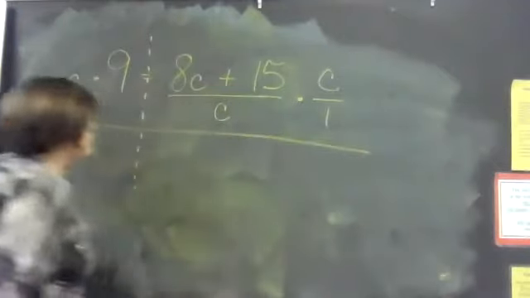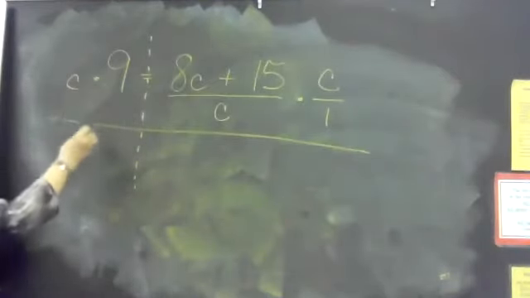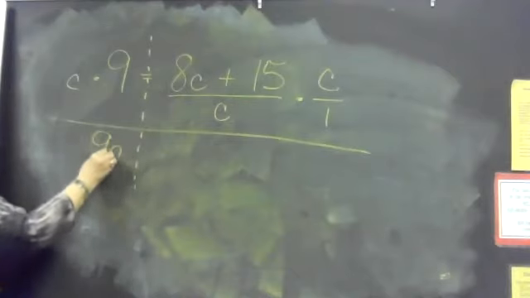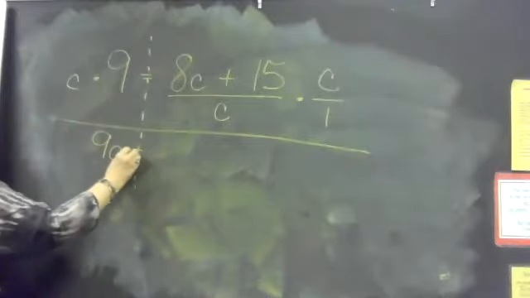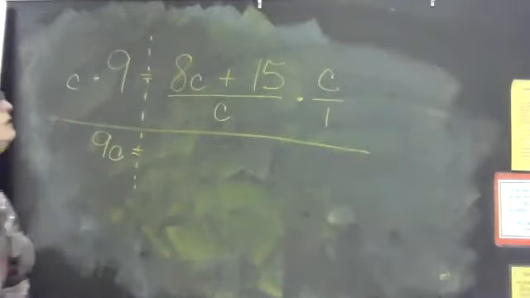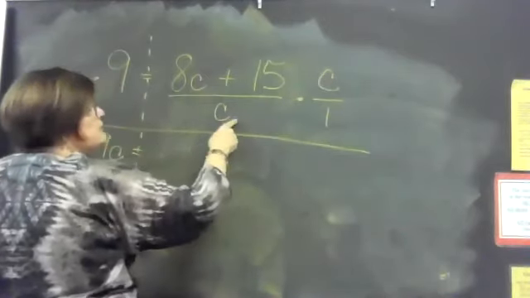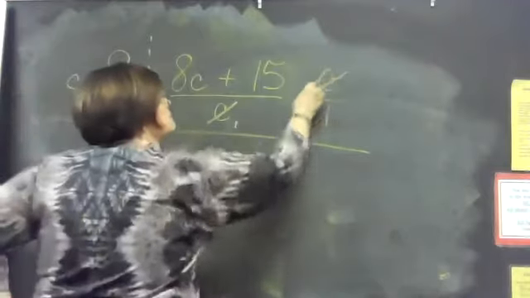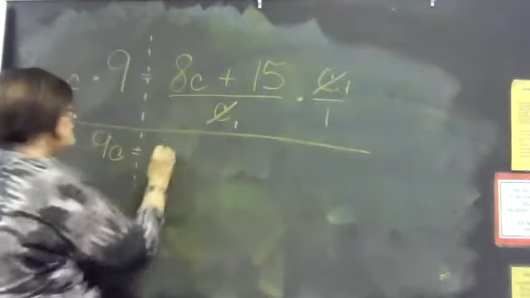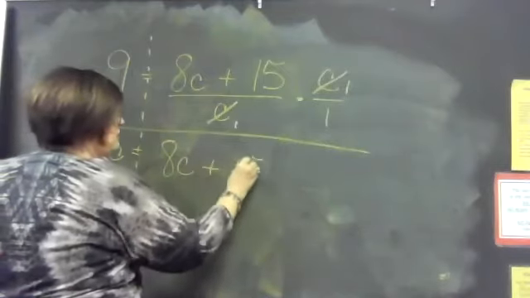Now let's see what we ended up with. Over here, 9 times C, we know that we can write that crammed together because it means times. So the way you'll see it is 9C. They switch it around, and it's okay. On this side, we have the letter C up here and the variable C down here. They will both divide by C, which leaves us with 8C plus 15.